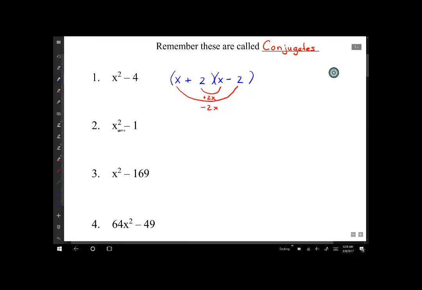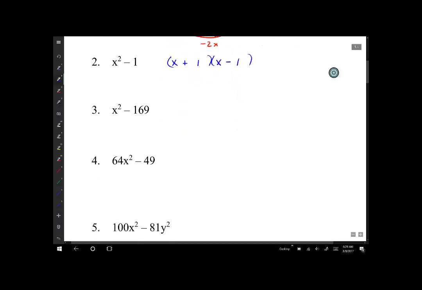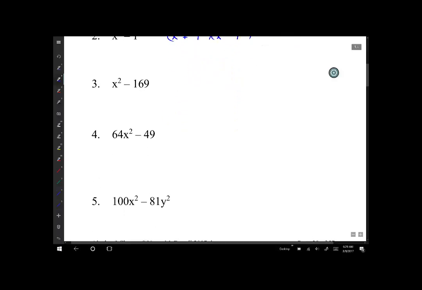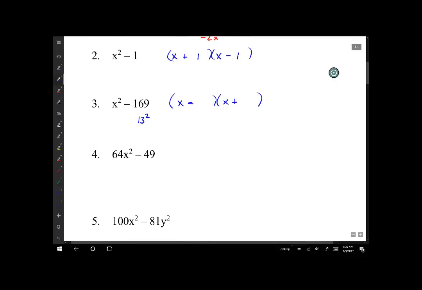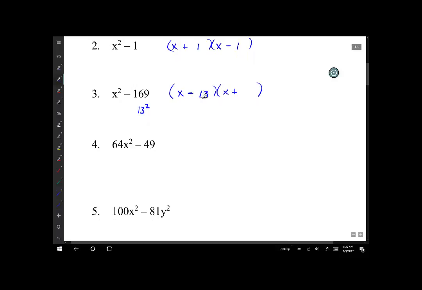Let's look at our next one. The first one's a square, the second one's a square. So once again, we have x and x, plus and minus, and then 1 times 1. And the outside negative 1x and the inside positive 1x cancel. Our next one, two terms, both are squares. 169 is 13 squared. So we're going to have x and x, minus and plus. Notice it doesn't matter if it's minus plus or plus minus, and then 13 and 13.